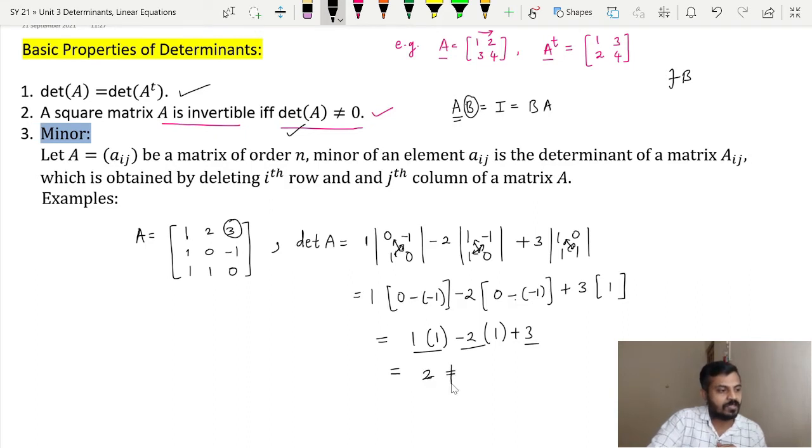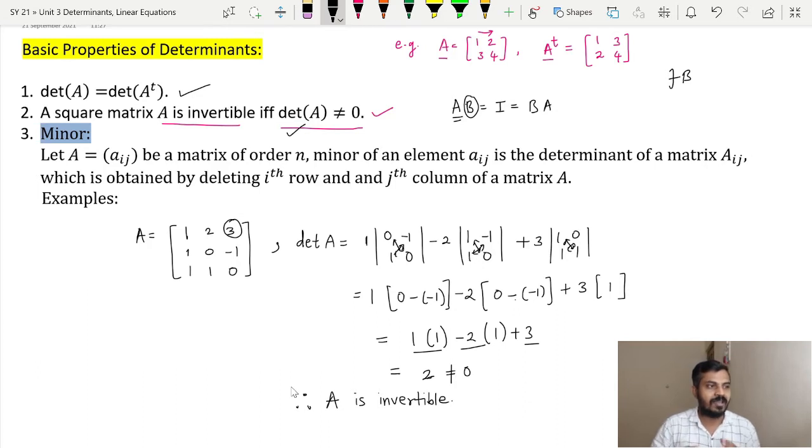In this case you can see that the determinant of our matrix is 2, which is non-zero. Thus we can conclude that A is invertible. So whenever our matrix A is invertible, the determinant is non-zero. If you want to check whether a certain matrix is invertible or not, simply find the determinant. If that determinant is non-zero, then we can say that A is an invertible matrix.